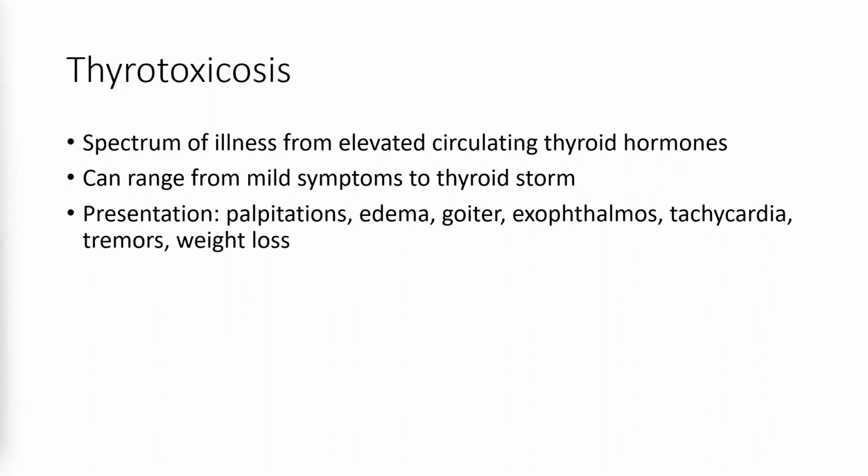Thyrotoxicosis is basically a spectrum of illness from elevated thyroid hormones. It can range from very mild symptoms such as a fast heart rate to something like thyroid storm. The presentation includes palpitations, edema, goiter, exophthalmos, tachycardia, tremors, and weight loss. Those are all symptoms that can happen when you have an elevated thyroid level.